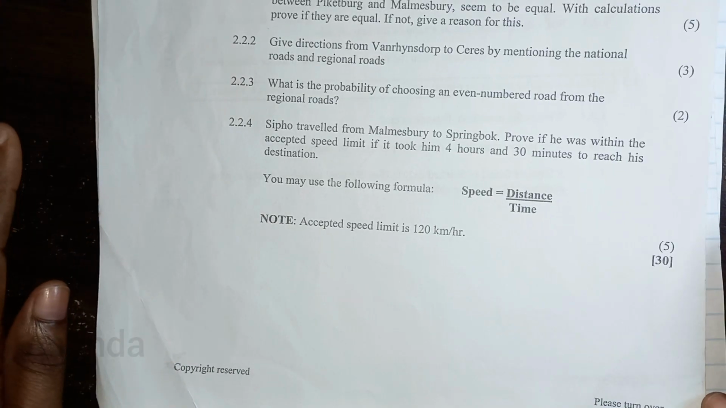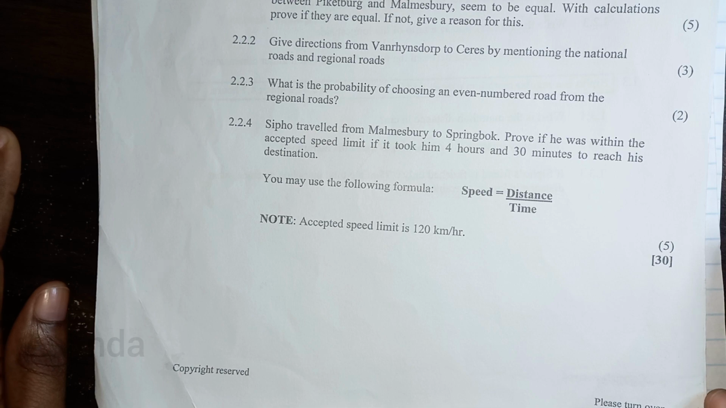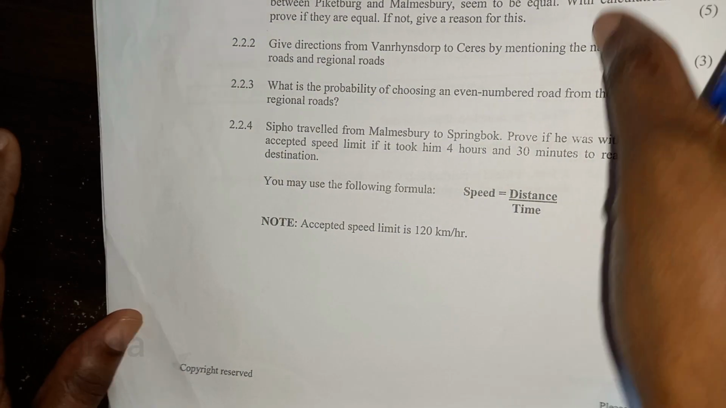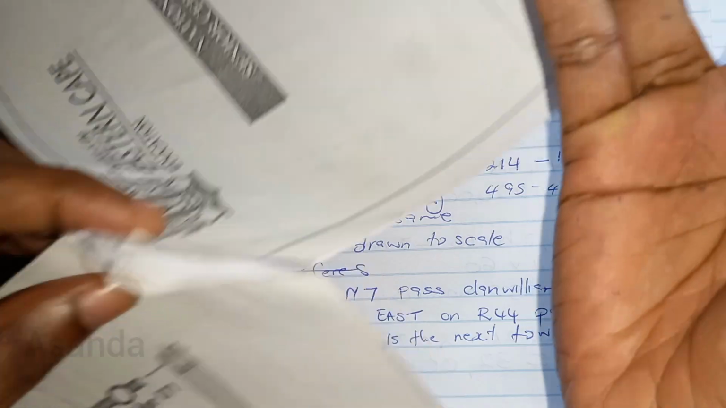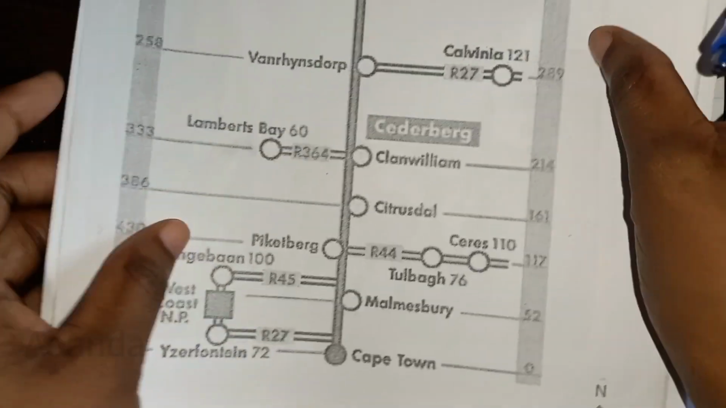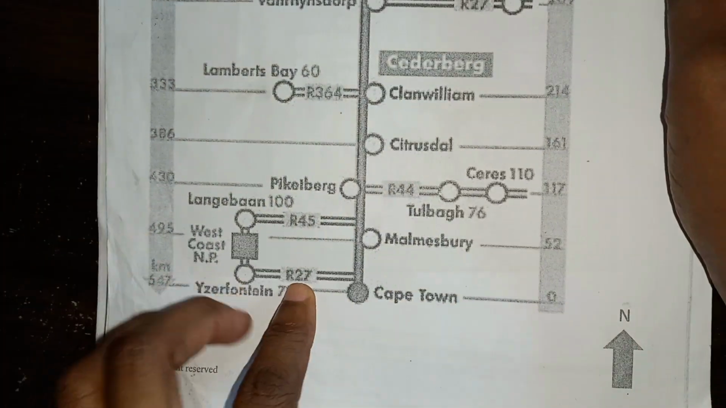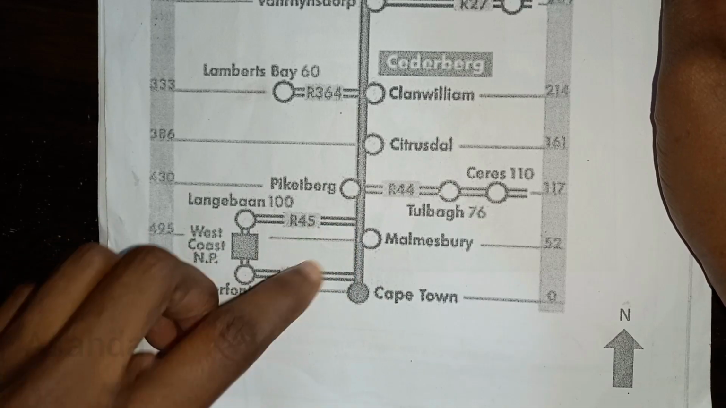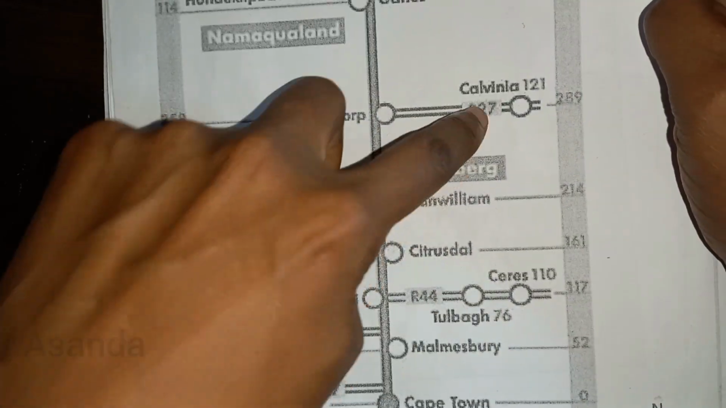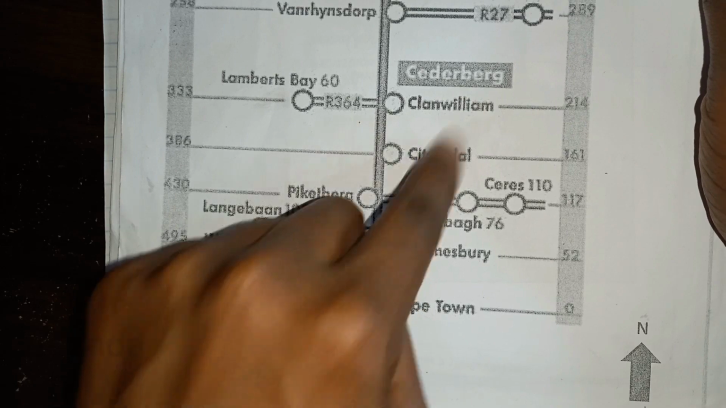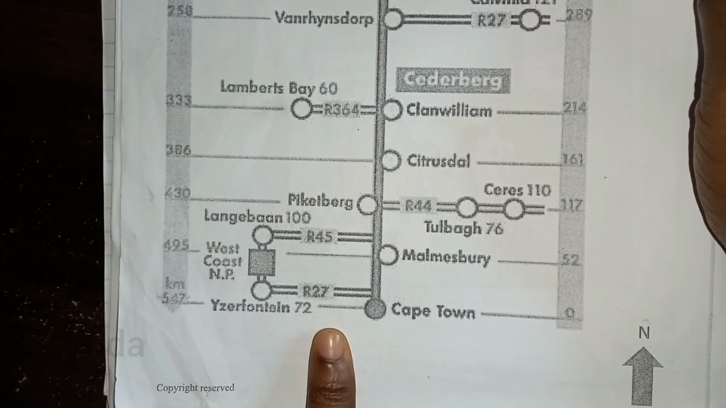So what is the probability of choosing an even numbered road from the regional roads? Remember, the regional roads are the ones with the R's. Let's go look at them. They are R40, R27, R45, R44, R64. Another R27 is the same road as this one. So there are 4 regional roads, right?